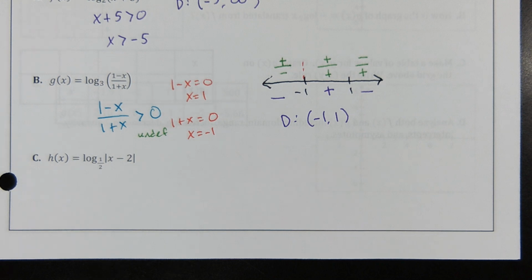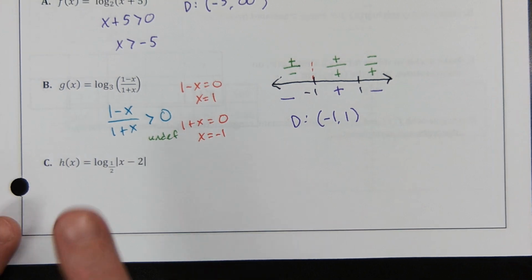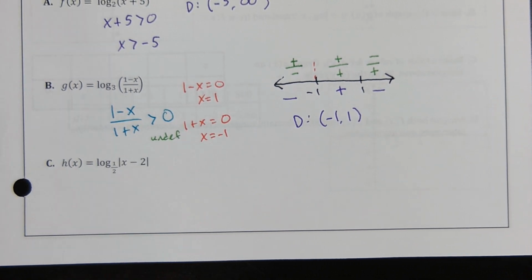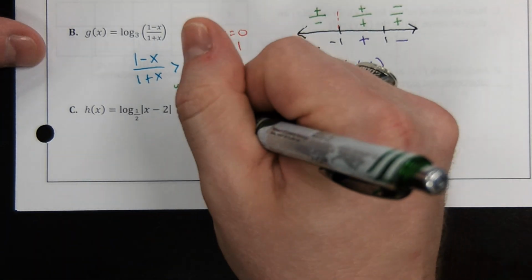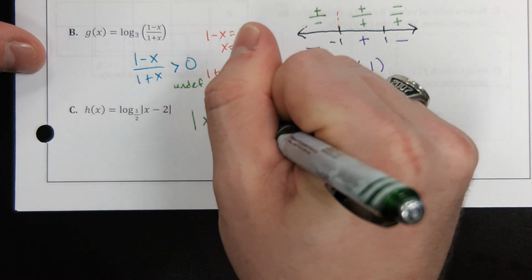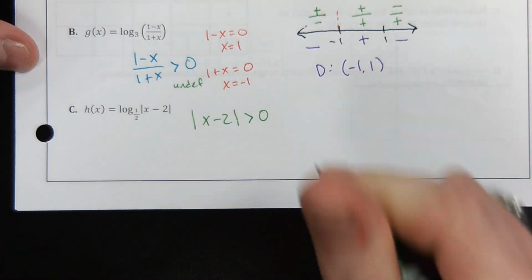Alrighty. This last one's really fun, actually. Well, I mean, I think it's fun because I'm a nerd. But it's the log of an absolute value, which is kind of an interesting setup. So you go, okay, fine. I need the absolute value of x minus 2 to remain positive.